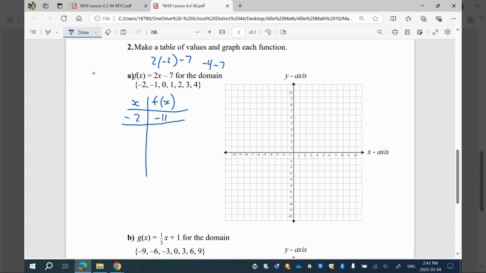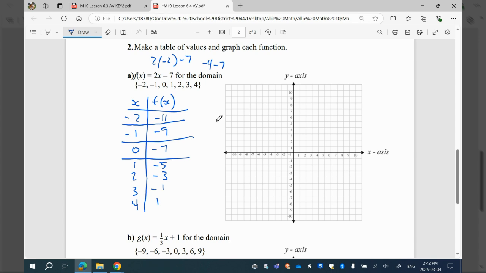If we input the next one, -1 times 2 is -2. -2 subtract 7 is -9. So -1, that's -9. And then you can see a bit of a pattern, but let's do it. If we input 0, 0 subtract 7 is -7. And then I think we can kind of get it from here. We're going up -5, -3. We're just adding 2 each time. -1 and +1.